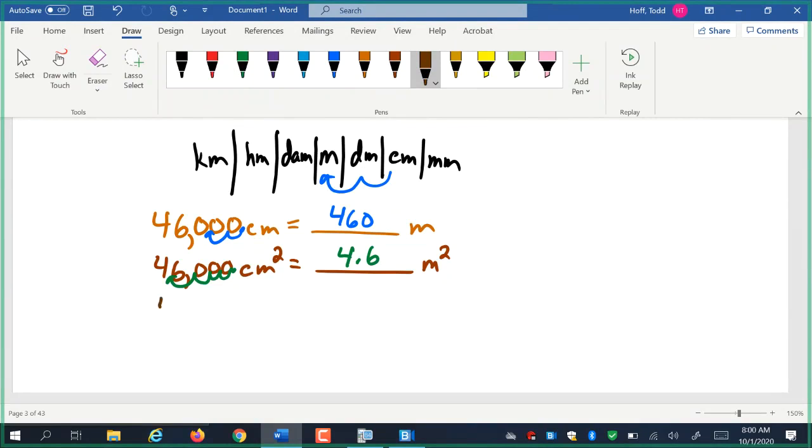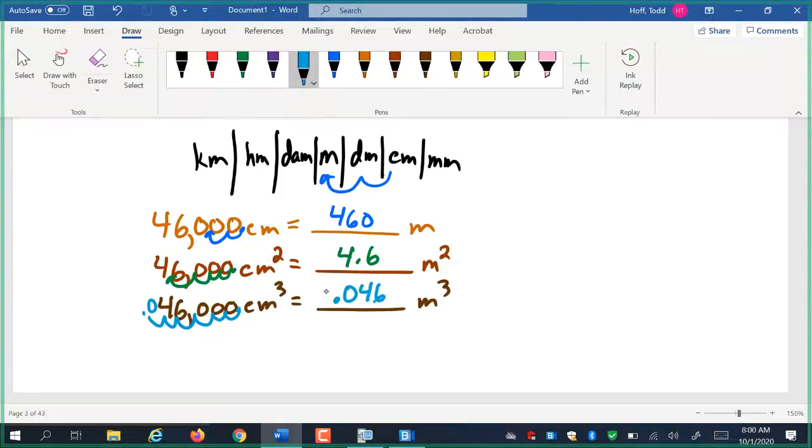Well, let's go one step further. 46,000 centimeters cubed, going to meters cubed. Well, now every spot on that chart is 10 by 10 by 10, or 1,000, which means it's 3 decimal places. So 2 spots on the chart is 6 decimal places. So we go 1, 2, 3, 4, 5. We have to add a 0 to go 6. That's 0.046 meters cubed.